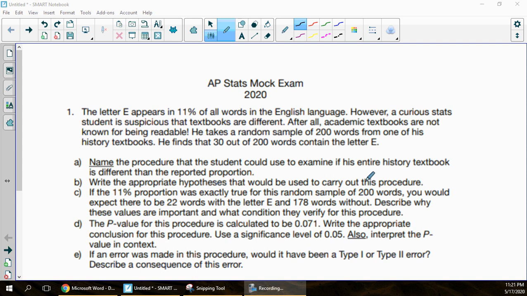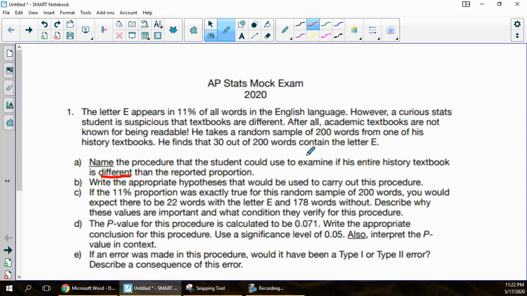The appropriate hypotheses to carry it out. Now notice it said here, we want to see if it's different. So the H0 is going to be that it's 11%. HA is going to be that it's different than 11%, or not equal to. And of course, we've got to define what P is. So P is 11% versus P is not 11%, where P is the true proportion of words in this textbook that contain the letter E.